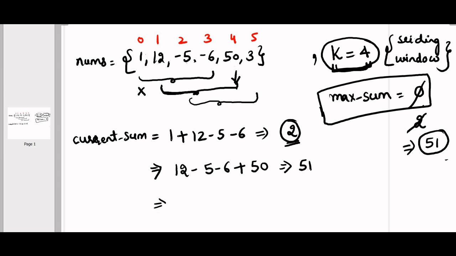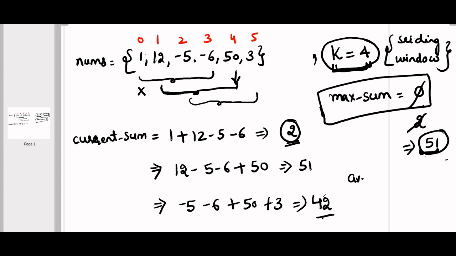Now move on to the next window. So your next window is minus 5 minus 6 plus 50 plus 3, which is equal to 53 minus 11, which is 42. So which is maximum, 42 or 51? 51, right? So our maximum sum remains the same. We are not going to update the maximum sum. And we have reached the last element of the array. So we have found our maximum sum.